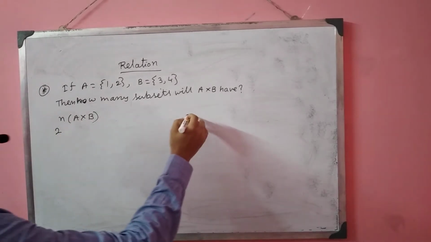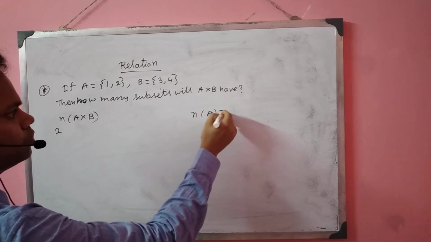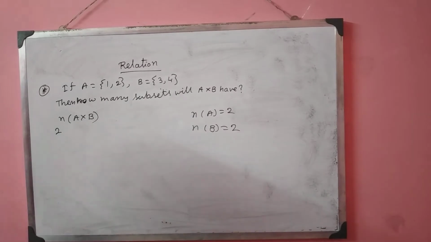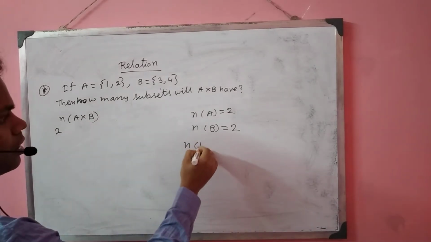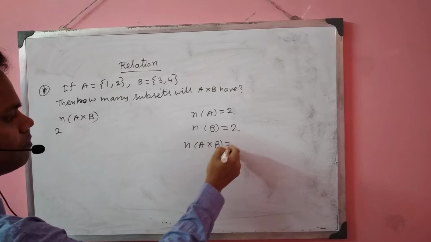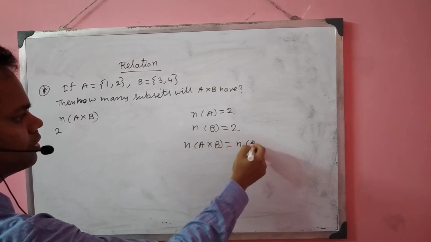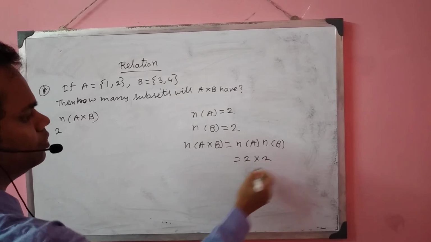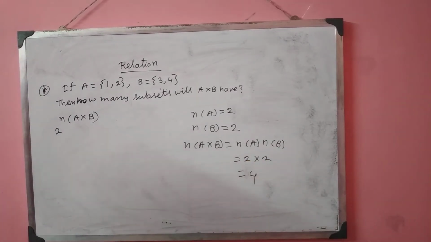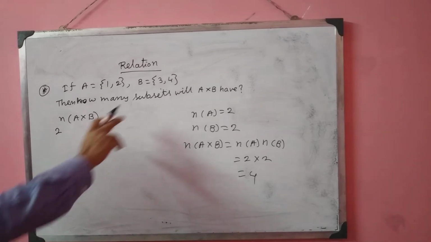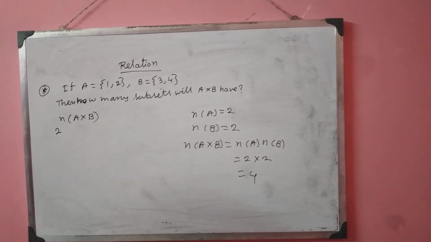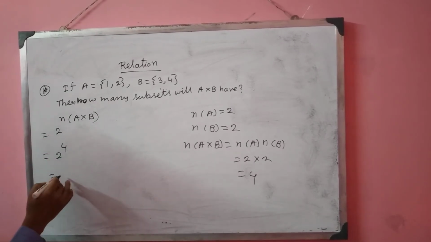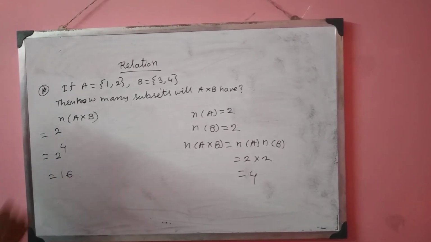Now n(A) equals 2, n(B) equals 2. n of A cross B is equal to n(A) times n(B), that is 2 into 2 equals 4. So the number of subsets A cross B will have is 2 to the power 4, and 2 to the power 4 is 16.